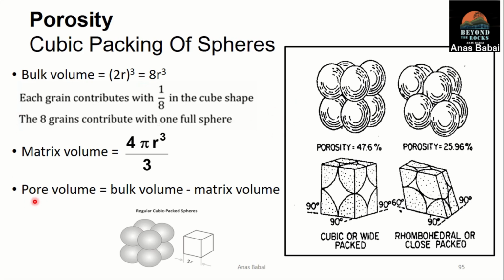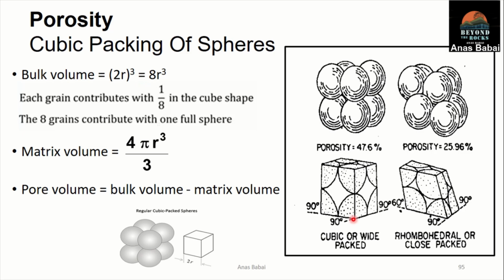We know that porosity is equal to pore volume divided by the bulk volume. In order to find the pore volume, which is equal to bulk volume minus matrix volume, the bulk volume is the volume of the cube. If we have 8 particles arranged in a cubic arrangement and slice it horizontally along the 3 edges, the 3 axes, we can end up with something like this.